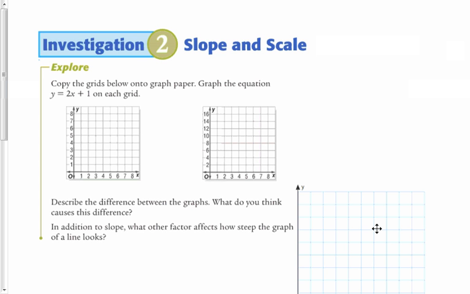Hey students, this is lesson 122, slope and scale. What we're going to learn here is how changing the scale can affect the appearance of a graph line. It can actually make something look steeper or not as steep. We have a couple of grids here, and I'll just get you started.